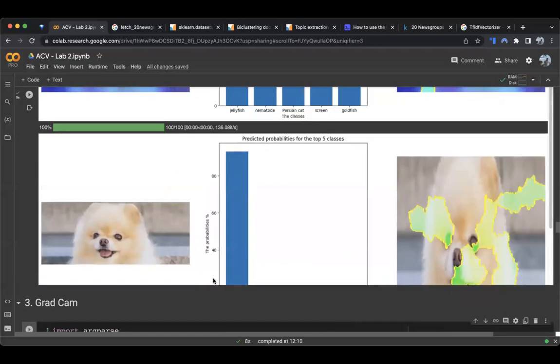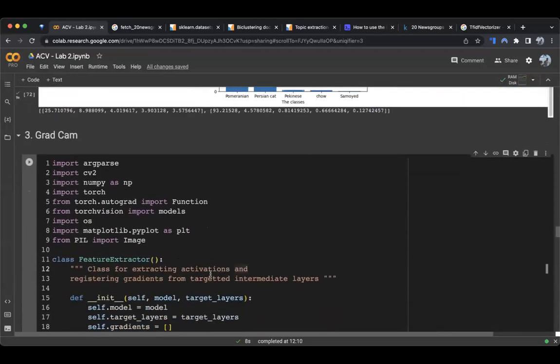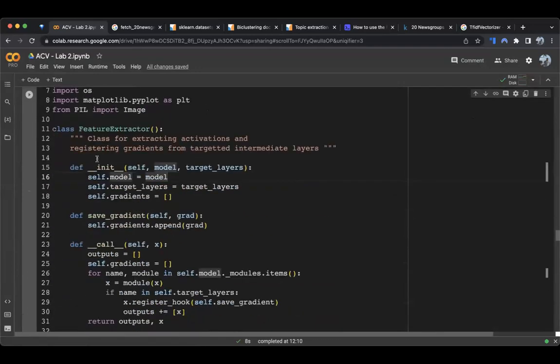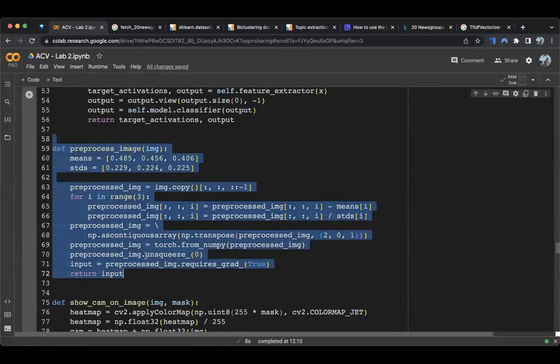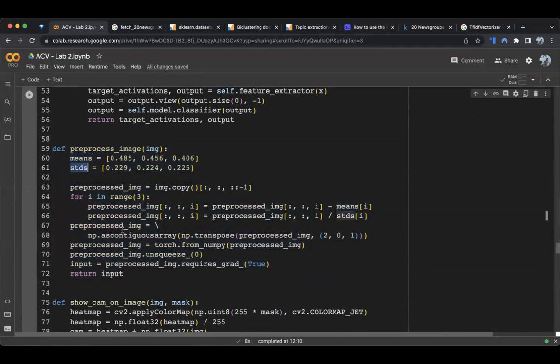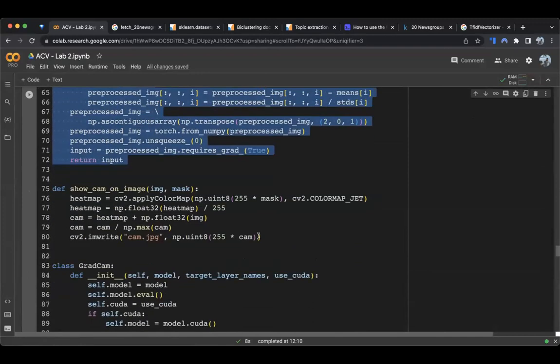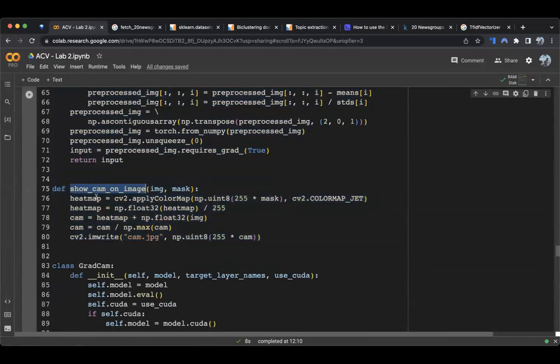So again, for the GradCam code, you will see a lot of code that I'm not going to explain, mainly because the GradCam code itself is a little bit long, but the majority of the code you're looking at, as we said, you are going to write anyway, right? So the standardizations, all of these techniques, you're writing them anyway. Show CAM on image, show GradCam on image.